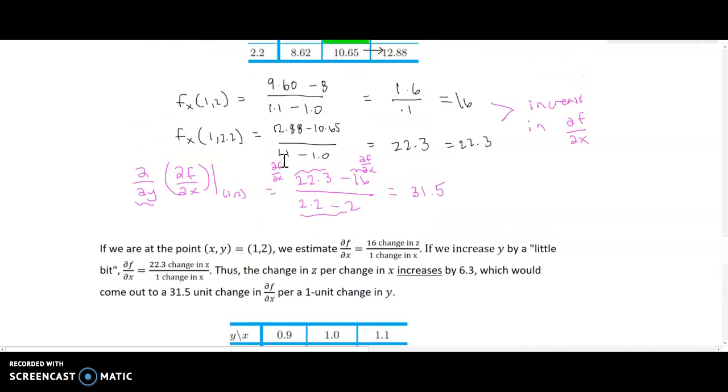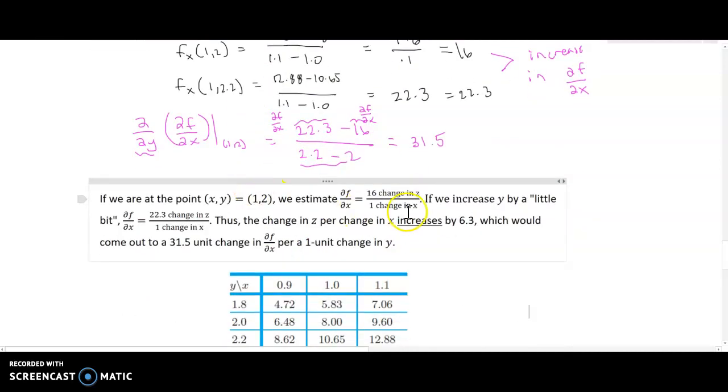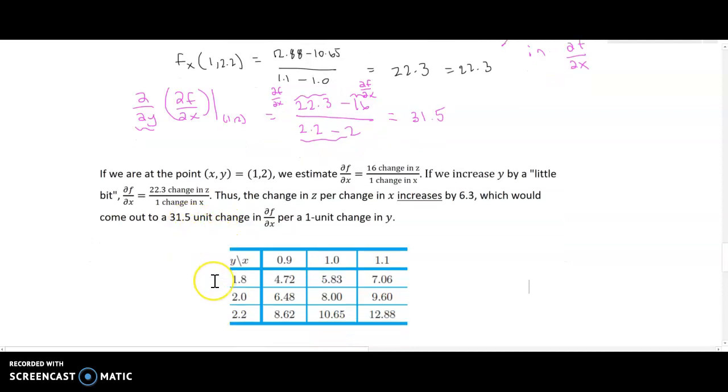But that is only for a change in y of 0.2 units. So we estimate that if we were to unitize this, because we always want to think about rates as how much per 1 unit, if it represents a 6.3 unit increase in z per a 0.2 unit increase in y, then we would anticipate that if we were to increase y by 1 full unit, the slope of z per unit change in x would increase by 31.5.